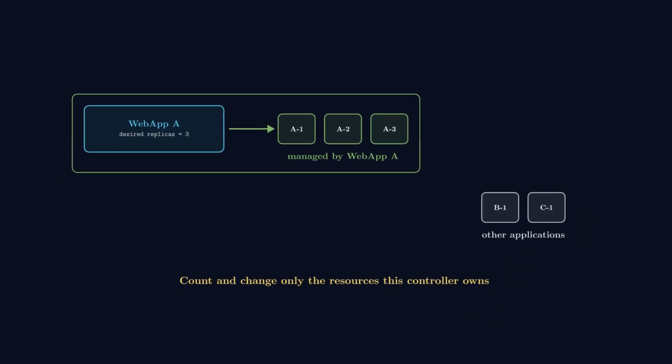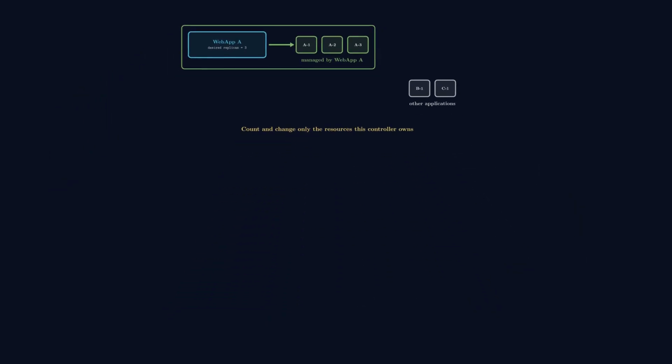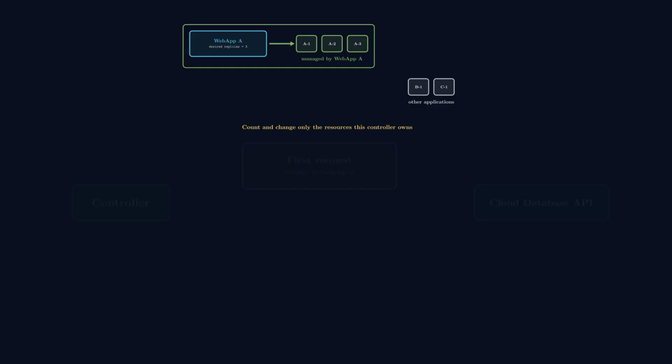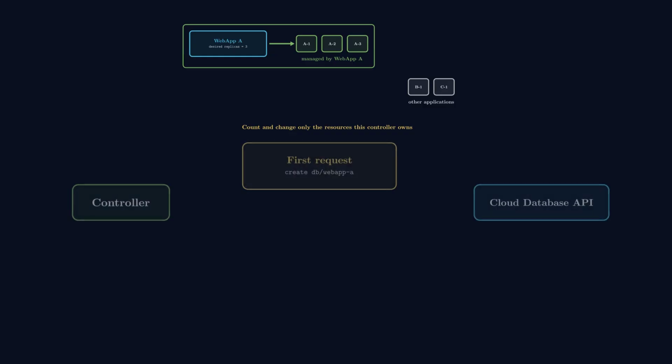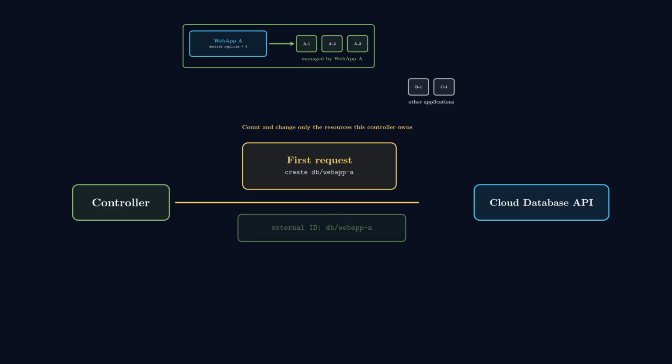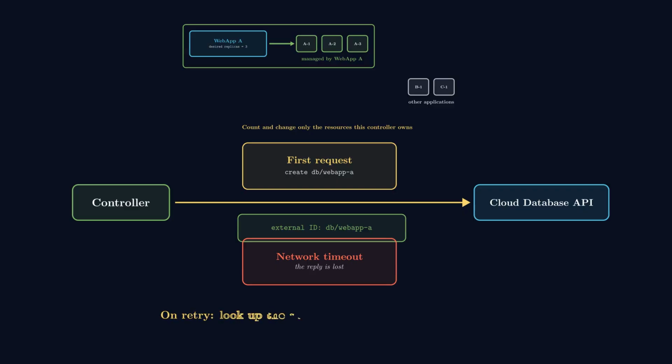Controllers sometimes need to work with services outside Kubernetes. For example, a controller may ask a cloud provider to create a database. But suppose the request succeeds and the reply is lost because of a network timeout. The controller does not know that the database was already created. If it sends a completely new request, it may accidentally create another database. To avoid this, the controller should use the same fixed database name and first check whether that database already exists before creating it again.